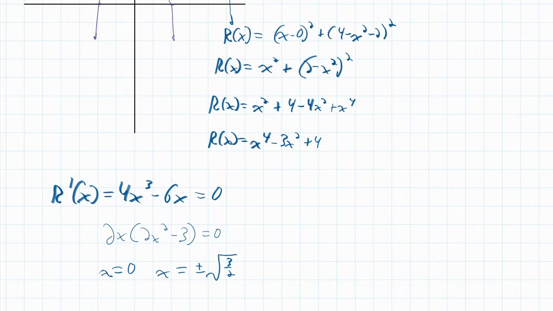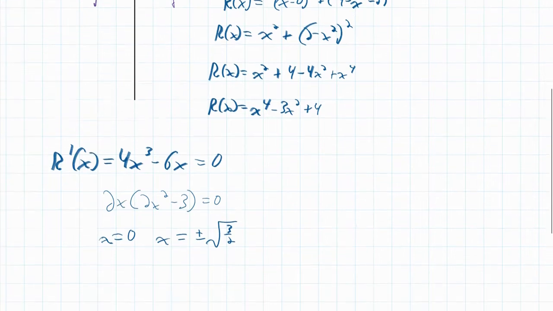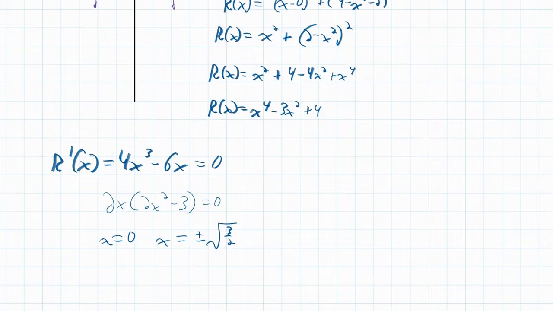To truly get a sense for what's happening here, we want to do some sort of analysis of what these mean. It's not going to be enough just to say, yay me, I found mins and maxes. What I absolutely have to do is show whether these x values are mins or maxes. So I can do this in one of two different ways.